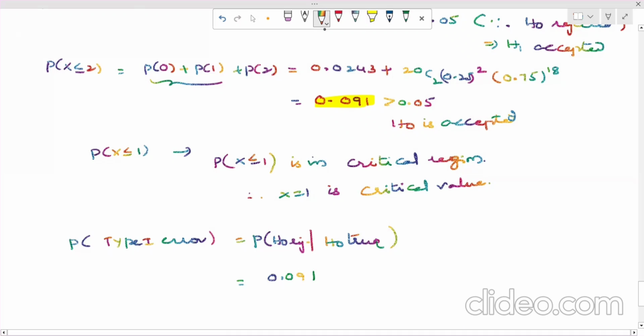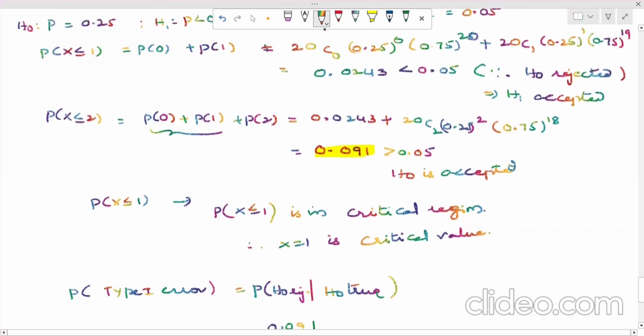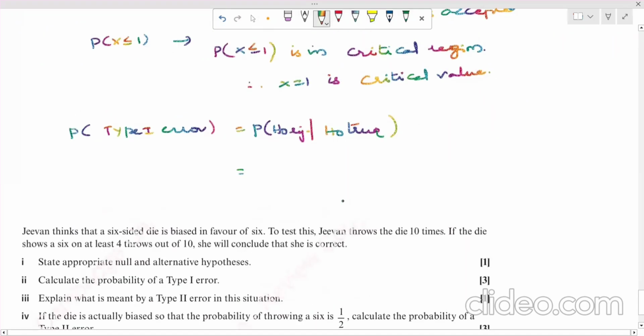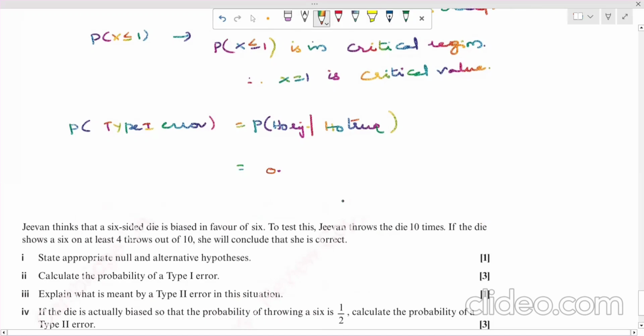Oh, sorry. Here H naught is accepted. No, sorry, not this one. This part. The value is 0.0243. The true statement is rejected over here. So this is the value, 0.0243.